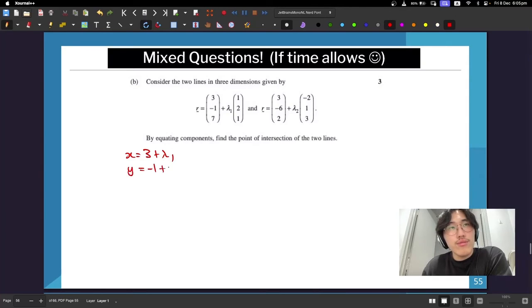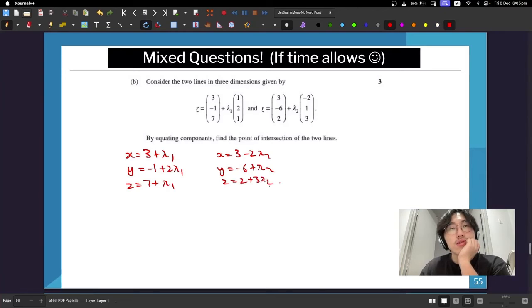Y equals negative 1 plus 2 lambda 1. Z equals 7 plus lambda 1. X equals 3 minus 2 lambda 2. 6 lambda 2 equals 2 plus 3 lambda 2. Now we just equate these components. It seems like lambda will equal 0.